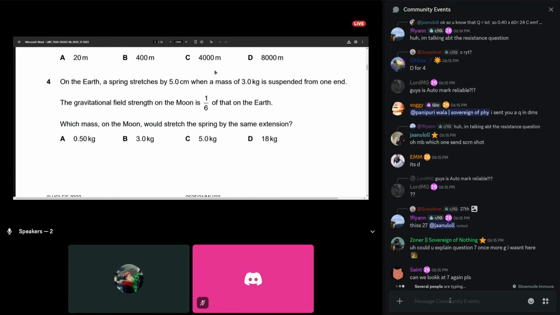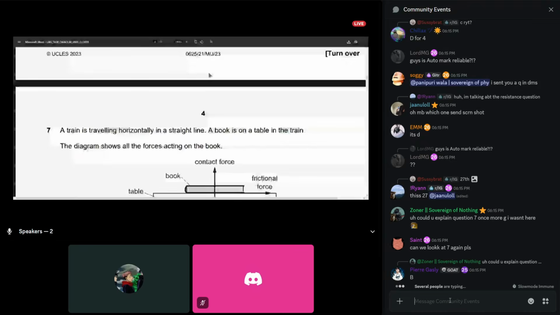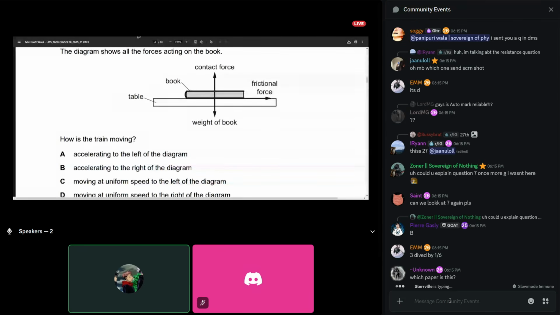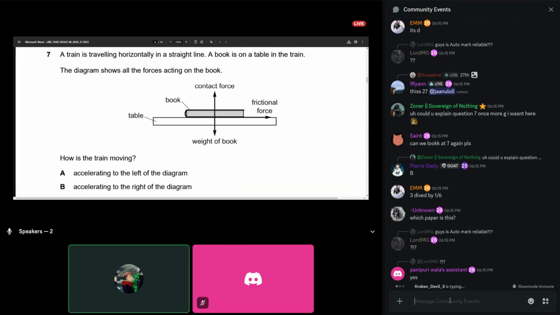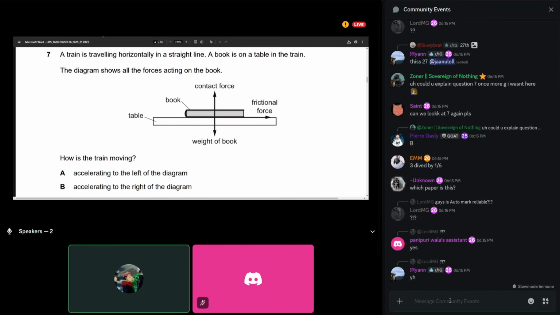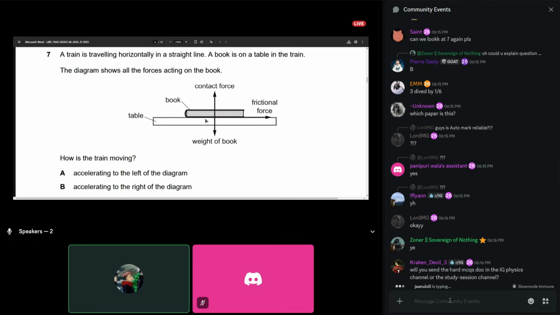Question 7. Okay, I'll explain this again. Look, we have friction, right? Friction acts in the opposite direction of motion. Yes. Friction acts in the opposite direction of motion, right? If friction acts to the right, that means motion will be to the left, right? So motion being to the left. Now we have inertia.